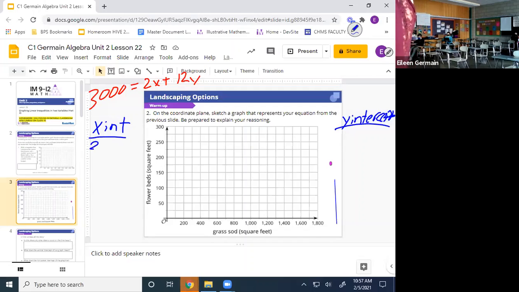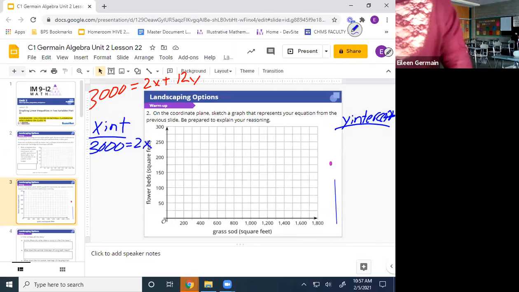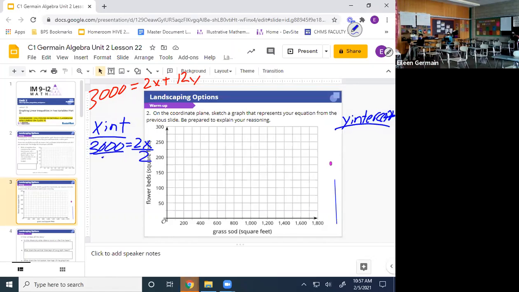We say 3,000 is equal to, we're finding our x, 2x. Okay? So then what's our x going to be here? What would our x be here? 1,500. So divide by 2, divide by 2. On this axis down here, 1,500 would be down here.